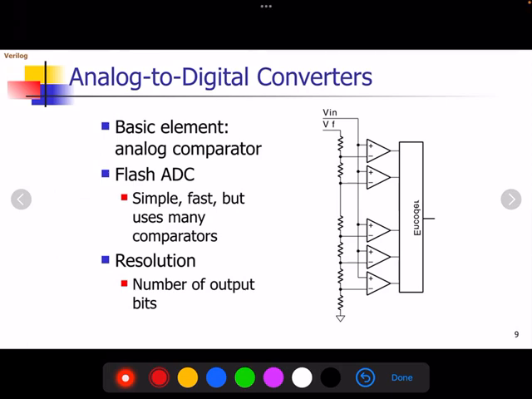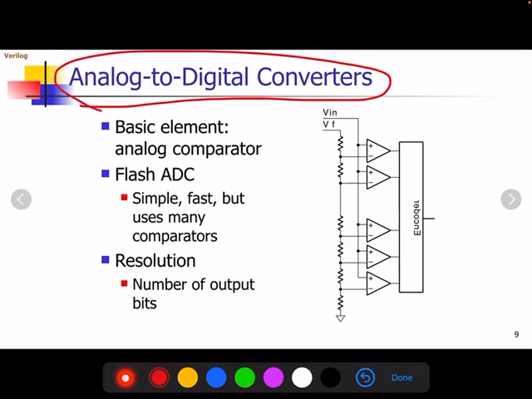Coming to analog to digital converters, what is the purpose of analog to digital? As I already said, the real world signals are analog in nature. If you take an example of temperature, the sensors usually sense the temperature and provide the output in the form of analog. We need to convert that into digital, so we'll take the help of ADCs.